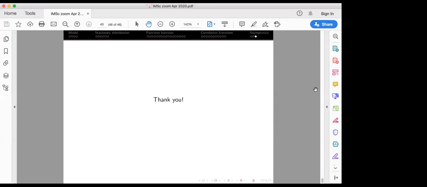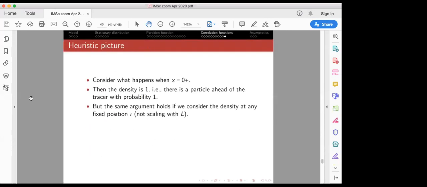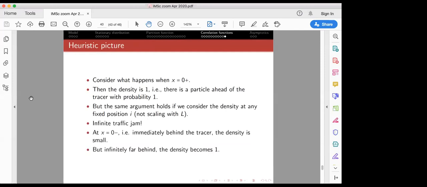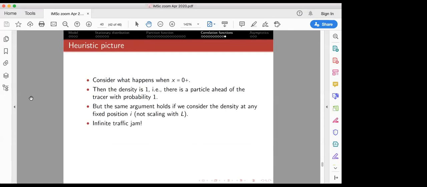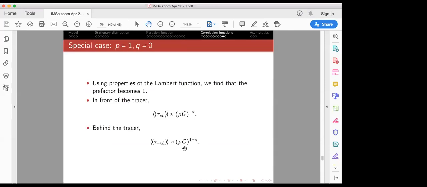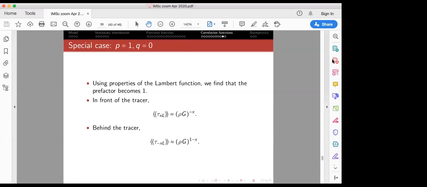So any questions? I have a question. Why is the density 1 behind the tracer? Oh, no, it's not. Oh, sorry. Behind, you said it's 1. No, it's not 1 immediately behind. It's not 1, because if you, for example, set x equals 0, you'll get rho g. But it's 1 infinitely far away. What does that even mean?